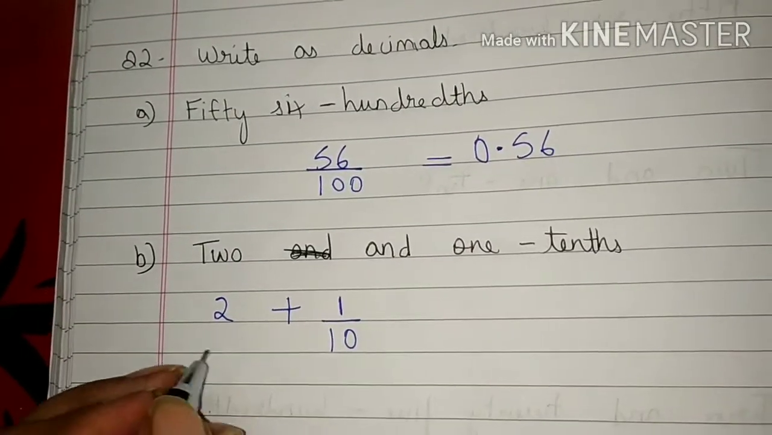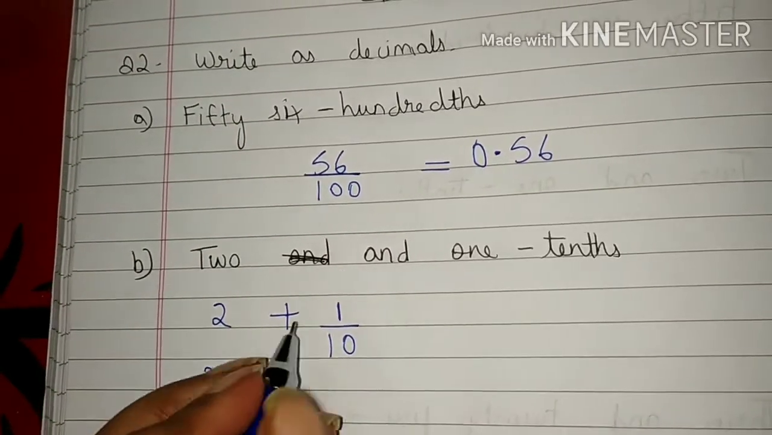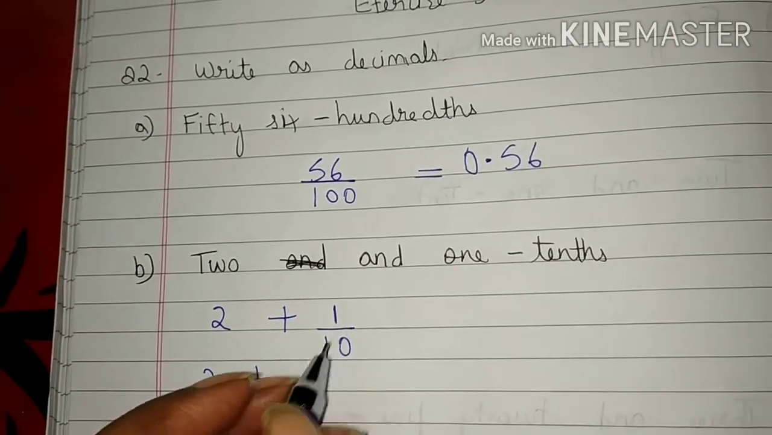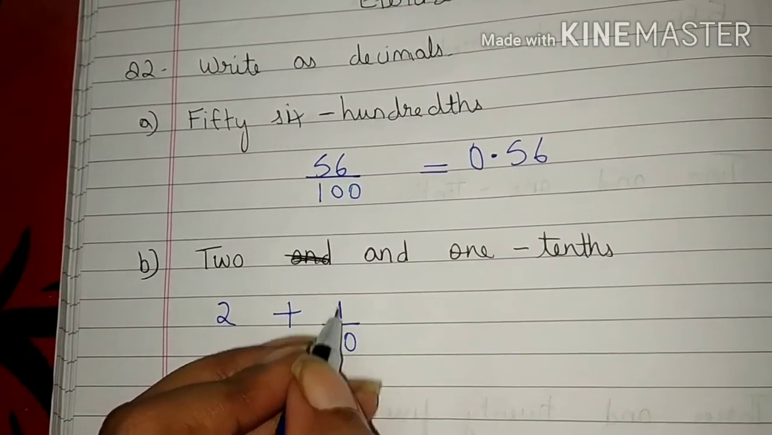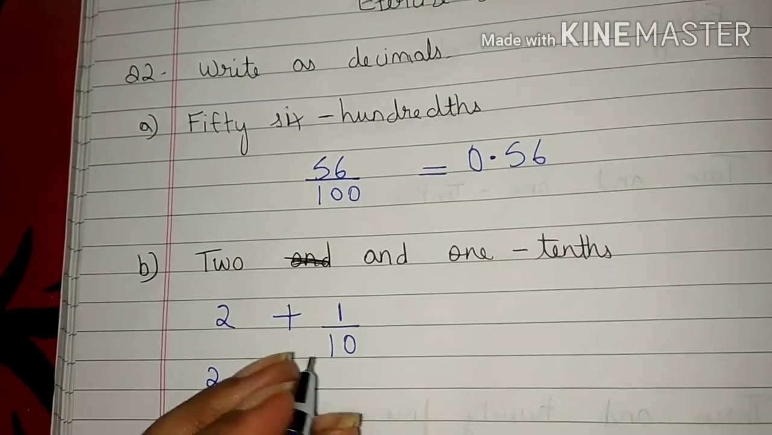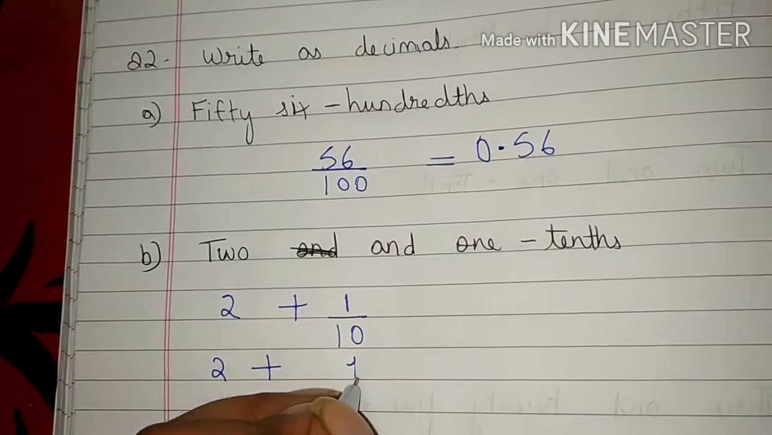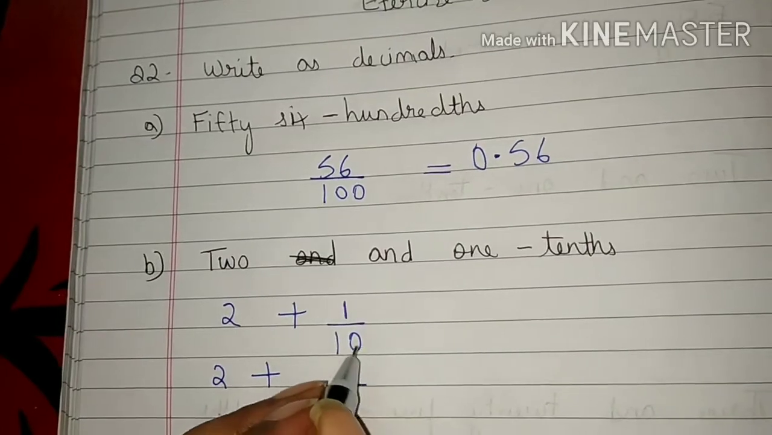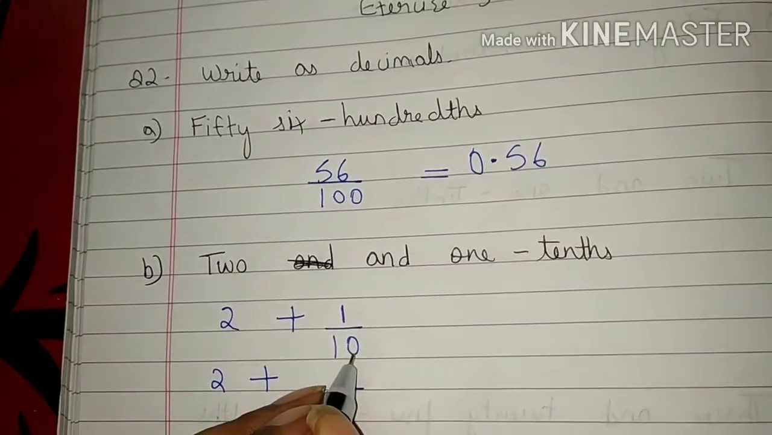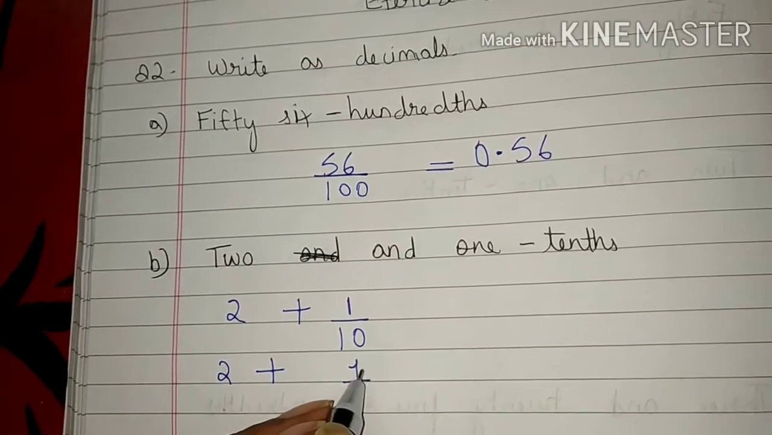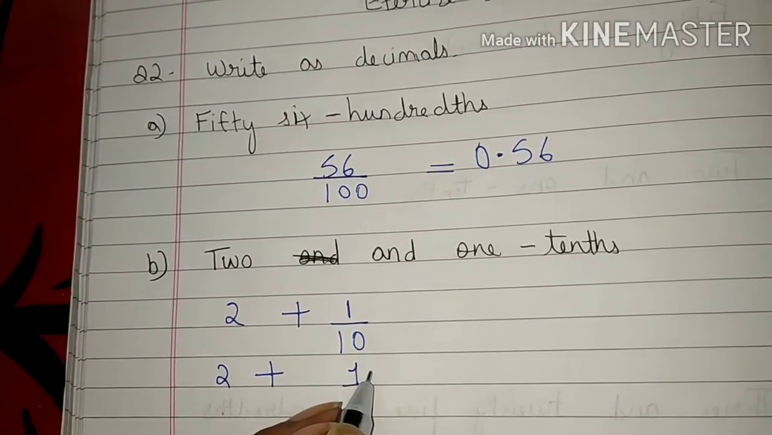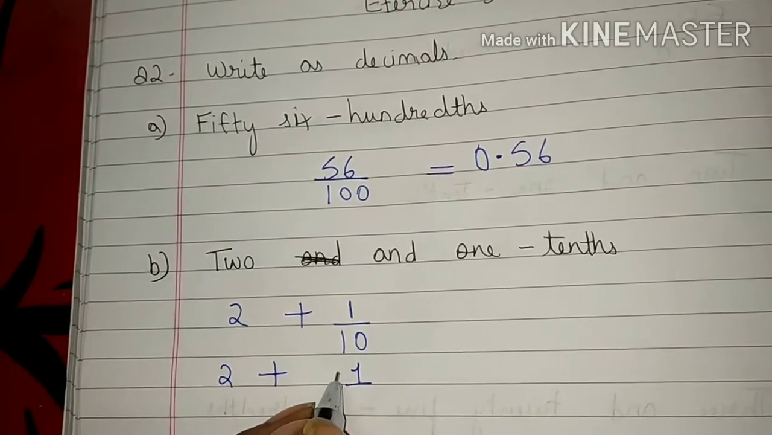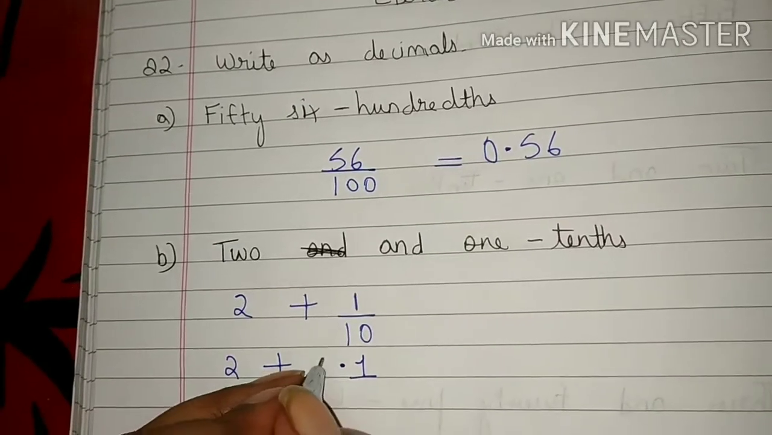Now students, 2 plus. We will convert 1 upon 10 into decimal. So students, you can see here numerator is 1 and denominator is 10. So we will write the numerator 1 here. And then count the number of 0 in the denominator place. Students, you can see here 0 is written only 1 time. So we will come to the numerator, that is 1, and start counting from the right hand side. We will leave 1 number and then place a point here and then write 0.